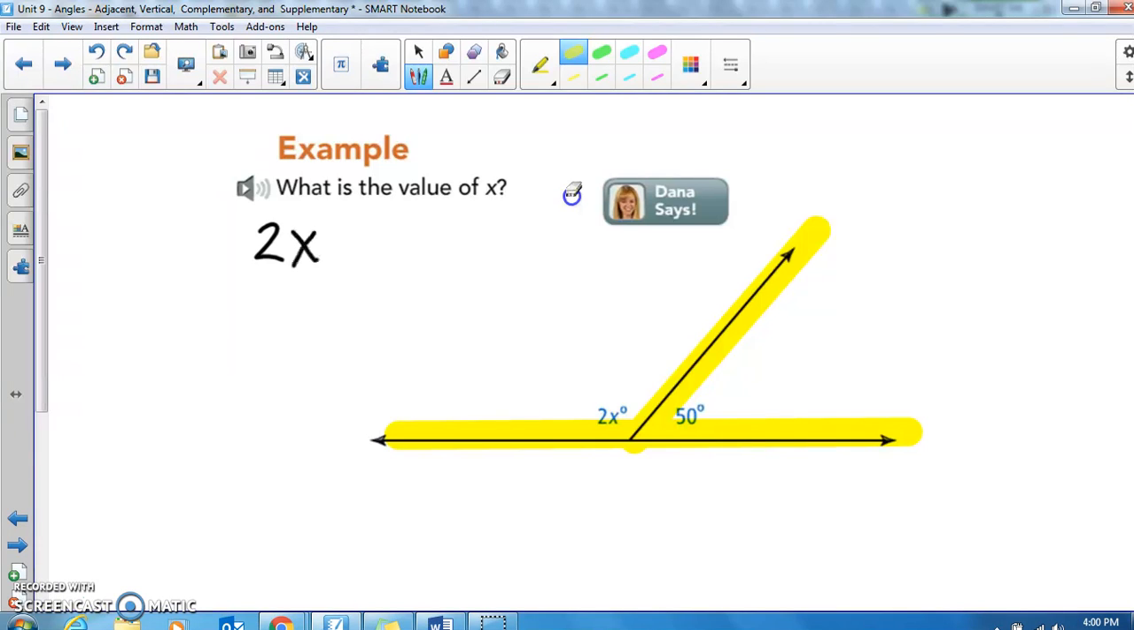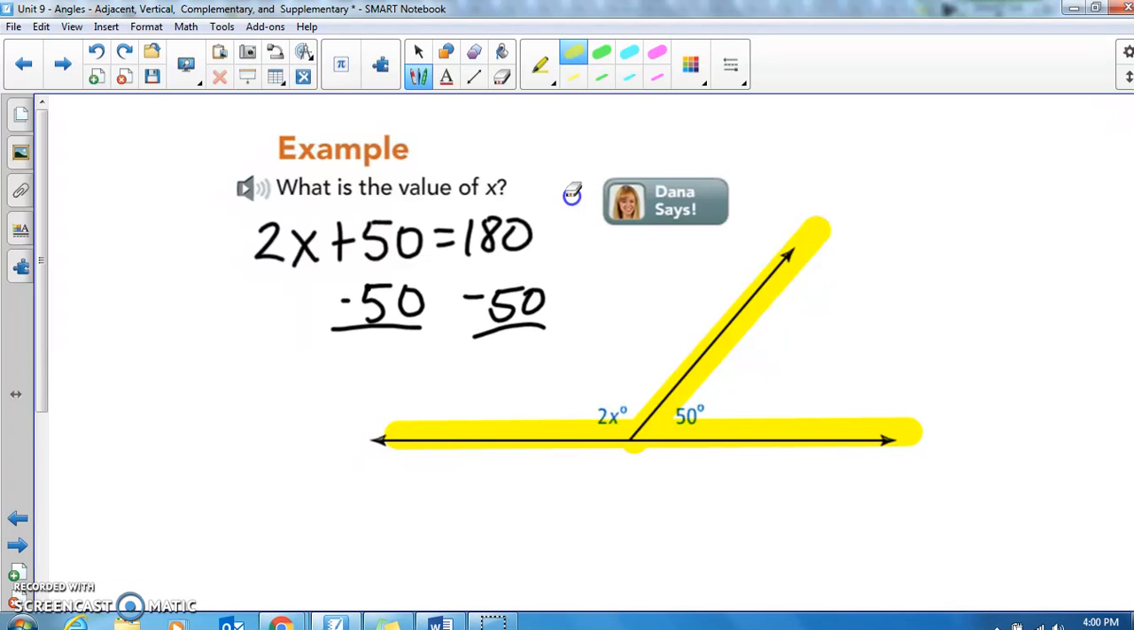So that means 2x plus 50 should add together to get 180 since they're supplementary. All right, we're going to subtract 50 from both sides. That cancels out, so I'm going to drop down to 2x. That gives you 130. So I now divide each side by 2. So we now divide 130 by 2. And when you do that, you get 65.